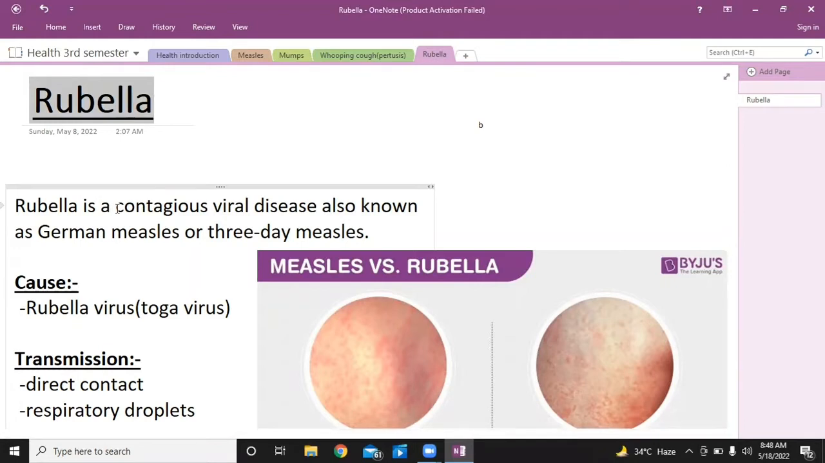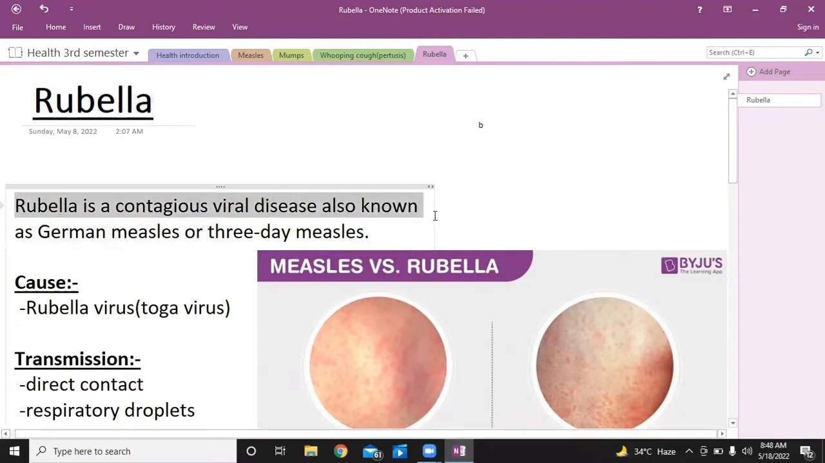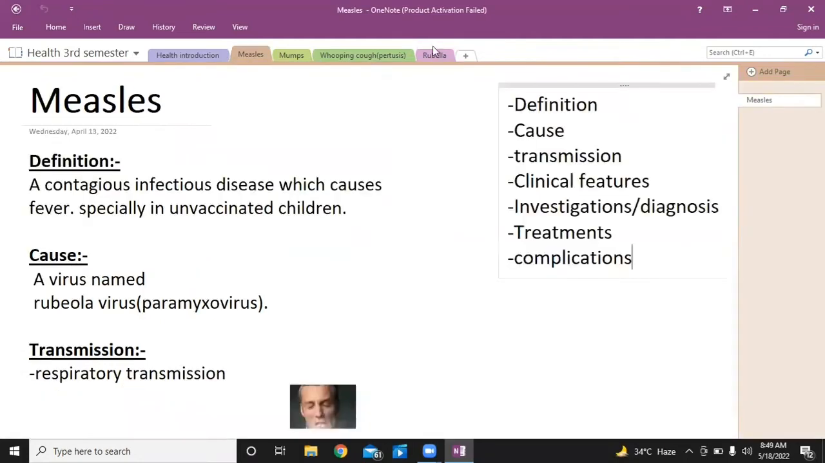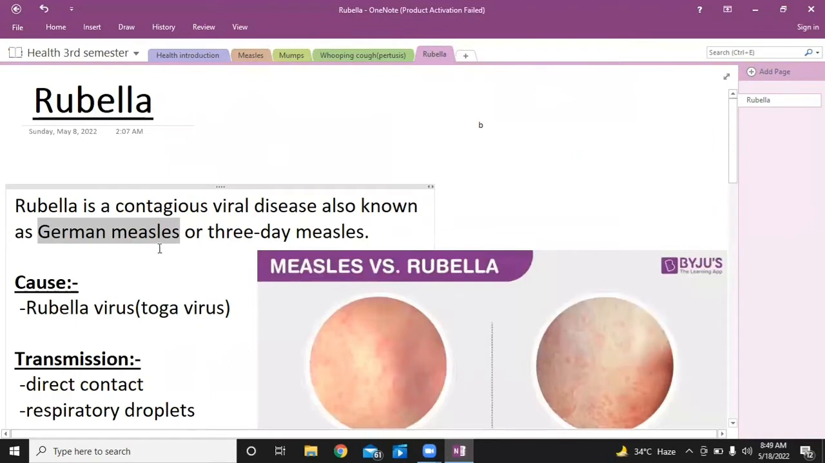So what is rubella? Rubella is a contagious viral disease, and it is also known as German measles or 3-day measles. Rubella is very similar to measles, but it is not the same as measles. It is a more acute, less severe disease than measles. It is called 3-day measles because it only lasts for 3 days.